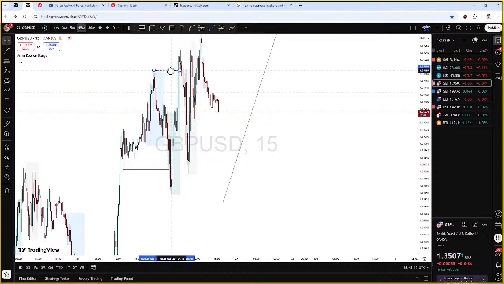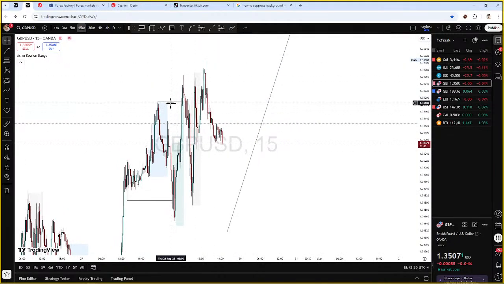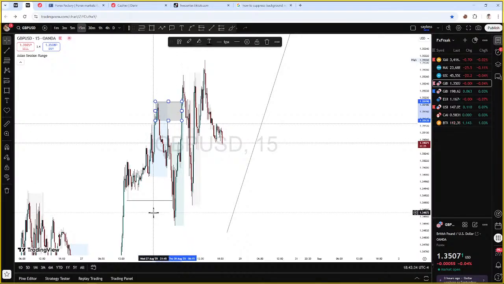So even though it looked like a change of character here, I'm very sure that this must have faked out a lot of people, because even I myself would have taken this trade around this point. You can see that there's a violation to the upside here. So definitely many people would have been looking for these sells here, and it's a very valid sell because there's a change of character.